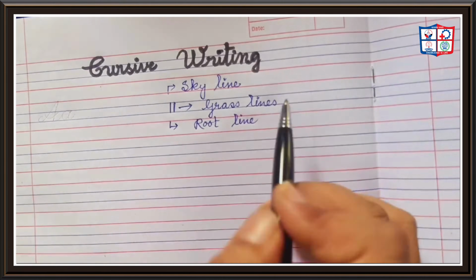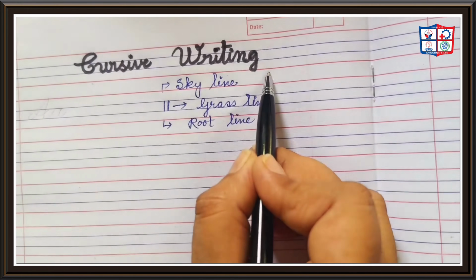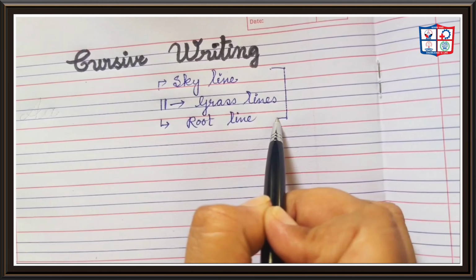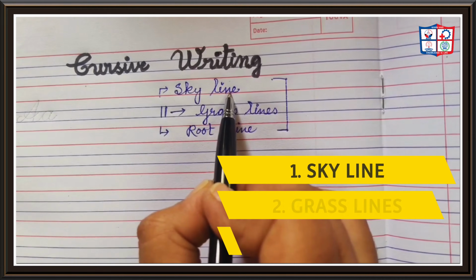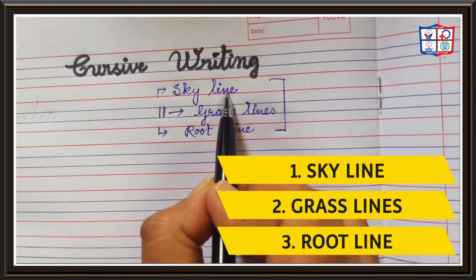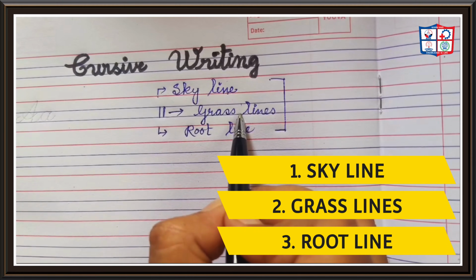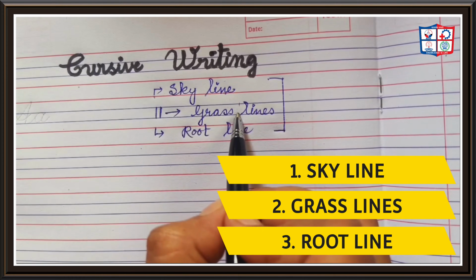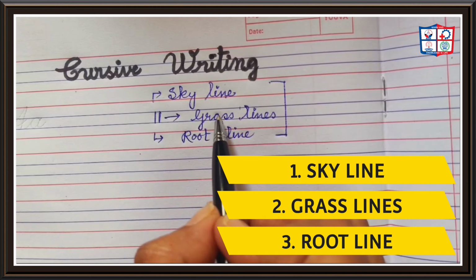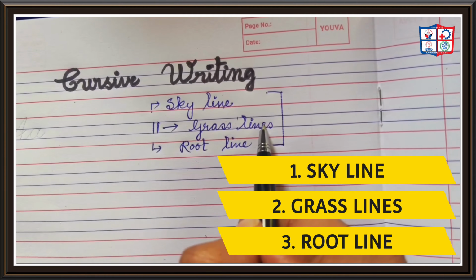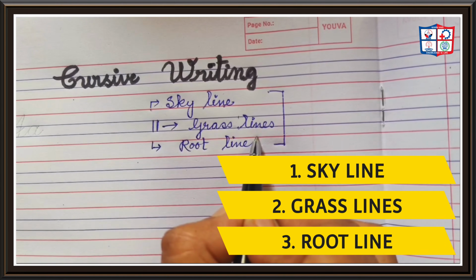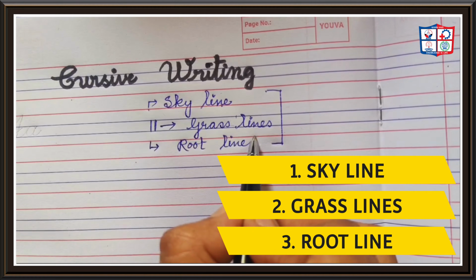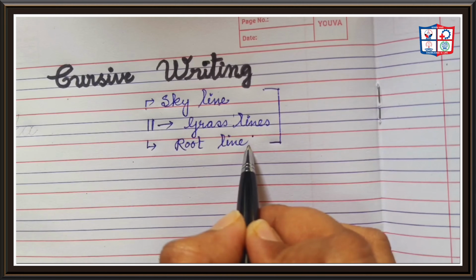So my dear friends, all these 4 rules have names now. What are the names? The first red line is known as skyline, and the middle two lines, colored blue or black in any other notebook, are called grass lines. And the last line, the last red line, is called root line.